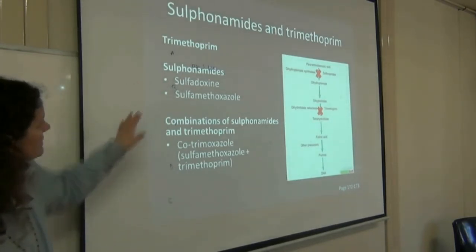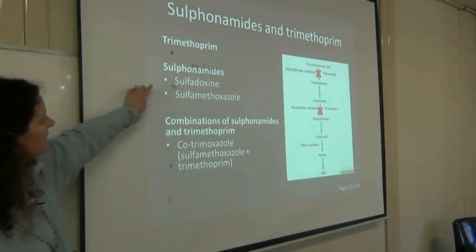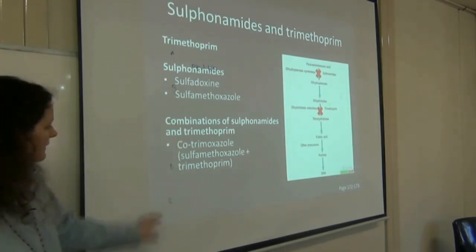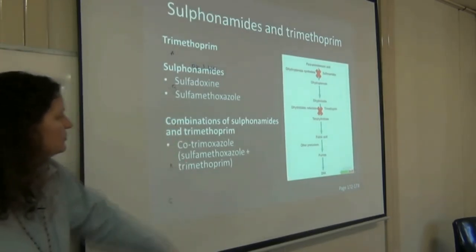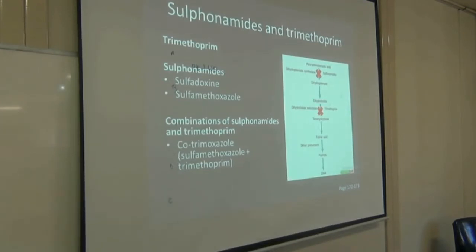173. Okay. So examples are sulfadoxine and sulfamethoxazole. Sulfamethoxazole is usually combined with trimethoprim, and they all basically work by inhibiting folic acid synthesis. Folic acid synthesis is part of synthesizing the bacteria's DNA, so if that is stopped, the bacteria cannot multiply.